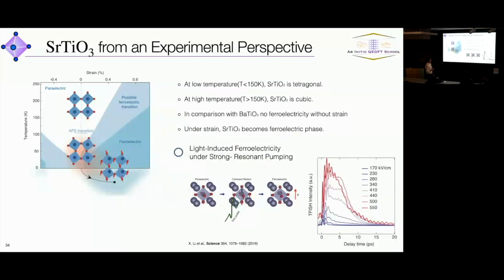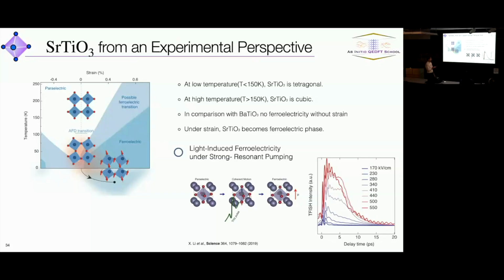So if you look at the phase diagram of this material as a function of temperature and strain, there are a different number of phases. At room temperature, this material has a cubic phase. If you cool it down, it becomes tetragonal. And if you look at the type of ferroelectricity that this material displays.